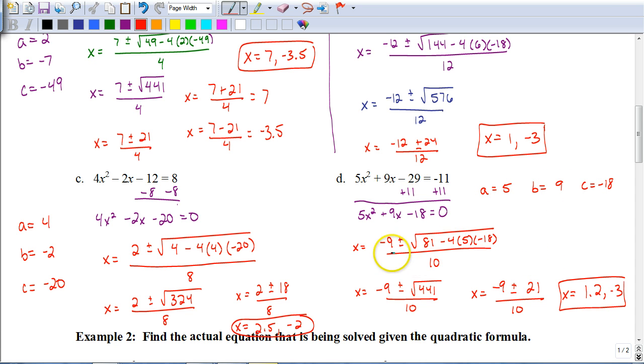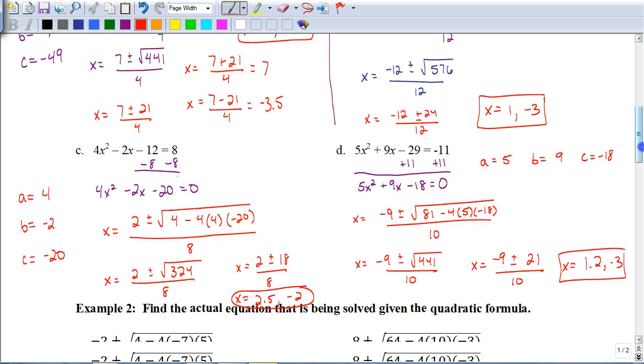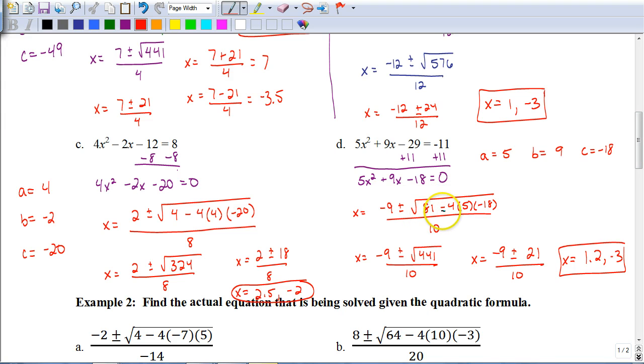So now the opposite of b, so the opposite of 9 is a negative 9, plus or minus the square root of b squared. 9 squared is 81. Minus 4 times a times c, so minus 4 times 5 times negative 18, all divided by 2a, 2 times 5 is 10. Simplify what's under the radical. 81 minus 4 times 5 times negative 18 gives me 441.